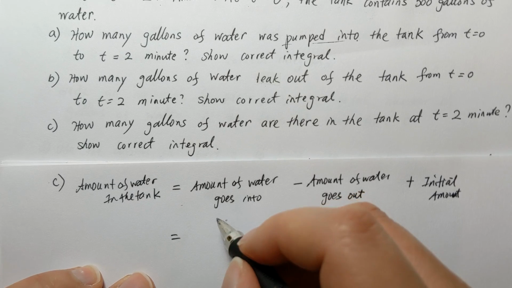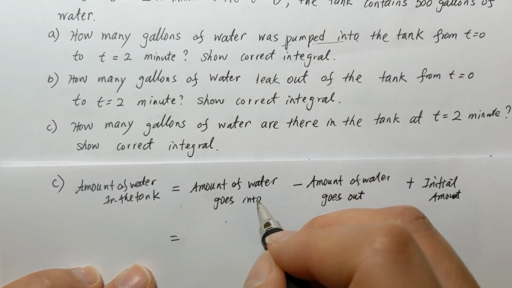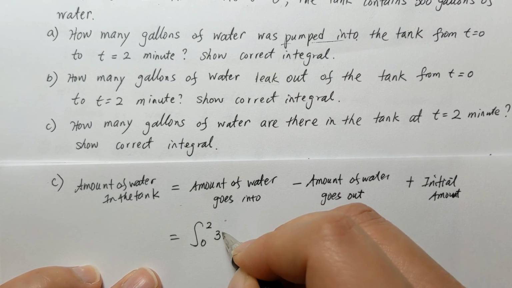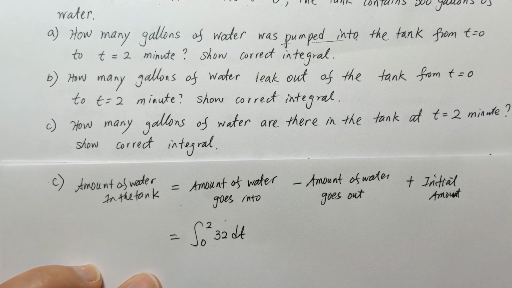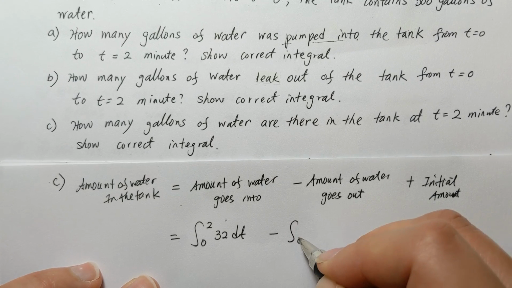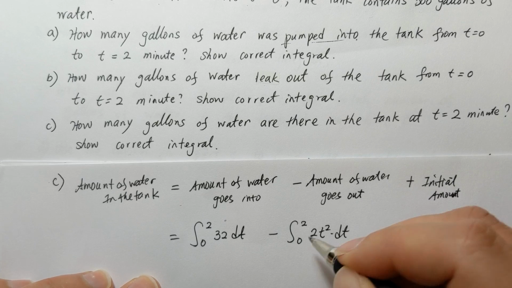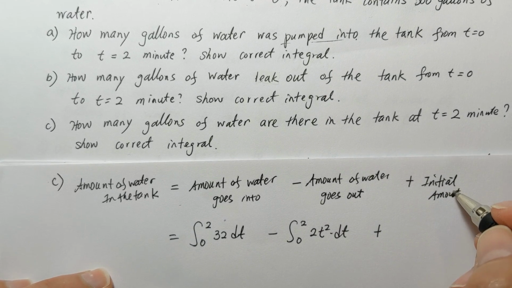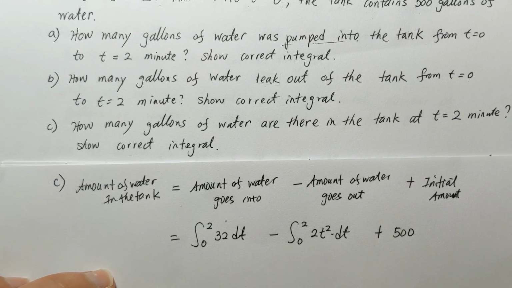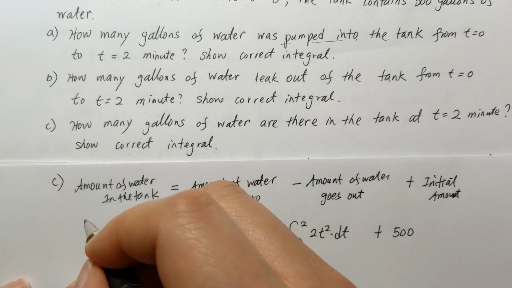So we already figured out in part A the amount of water going into the tank from 0 to 2. That will give you the integral from 0 to 2, and the rate going in is 32. So the integral from 0 to 2 of 32 dt. And in part B, we said that the integral from 0 to 2 of the rate going out will give you the amount of water going out from 0 to 2. And the initial amount is wherever it is in the beginning, which is 500 gallons. So now all this together will give us the amount of water at t equal to 2.